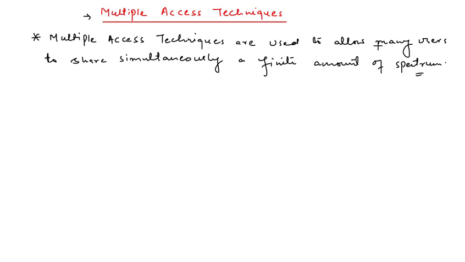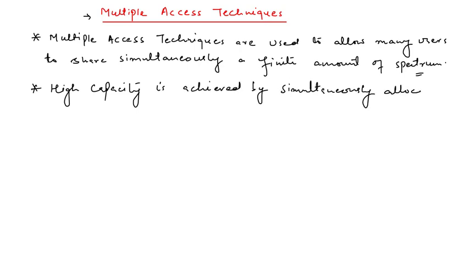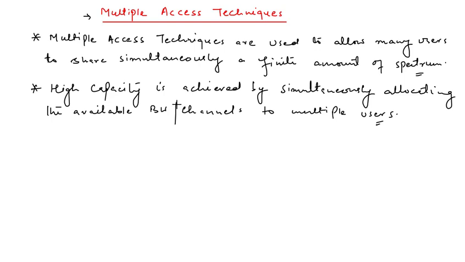Because of this, we achieve high capacity in the cellular system as the available bandwidth is allocated to multiple users. High capacity is achieved by simultaneously allocating the available bandwidth or channels to multiple users.